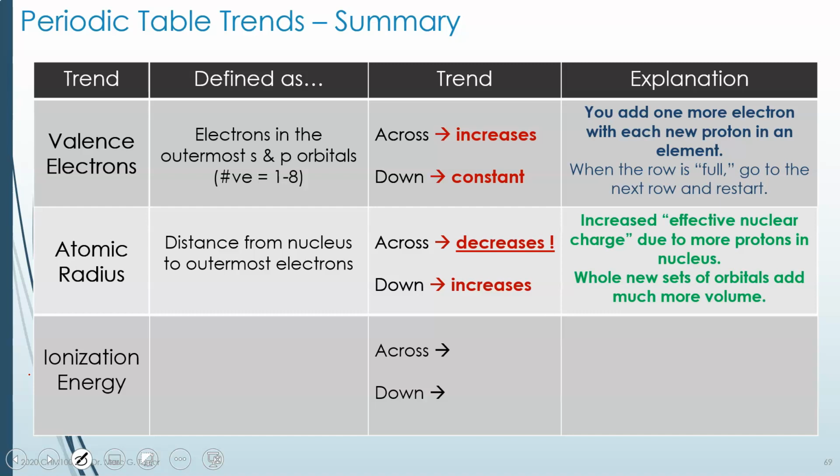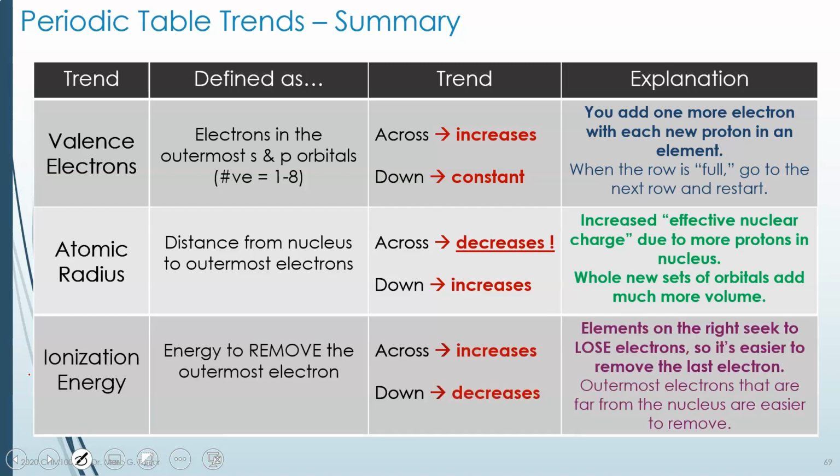And as you go down, it gets much bigger, it increases, but as you go to the right, it decreases. And we learn that it gets smaller as you go to the right because of the effective nuclear charge as you add more and more protons going from left to right. But it gets much bigger as you go down because you're adding enormous new volumes of space each time you go to a new s orbital for that atom.